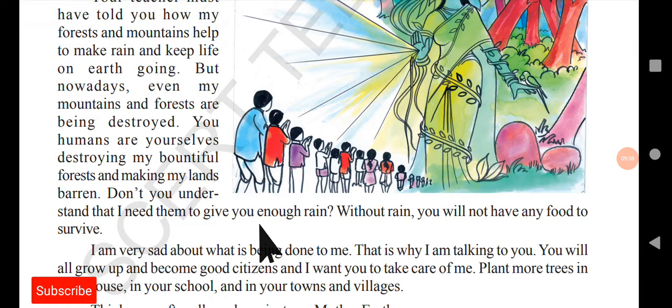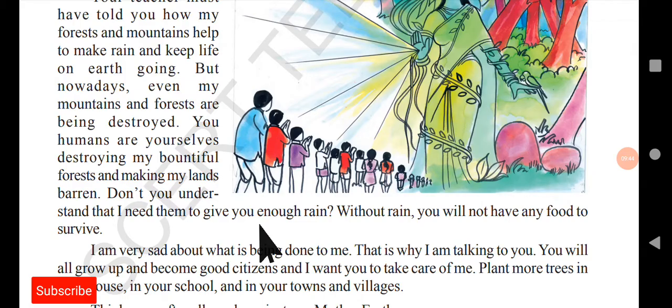Now each and everyone must know that only with the help of trees can there be rain. If there is rain, there will be food. This is the chain that humans must know. When all the people cut down the trees, there will be no rain. If there is no rain, there will be no food. So Mother Earth is warning us: don't you know that you should eat food daily, and if you want to eat food, then you should have trees. If you want to have trees, you should not cut trees, you should have rains. If you cut trees, there will be no rains.